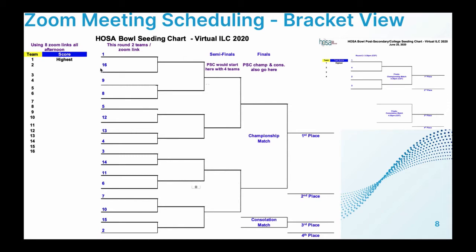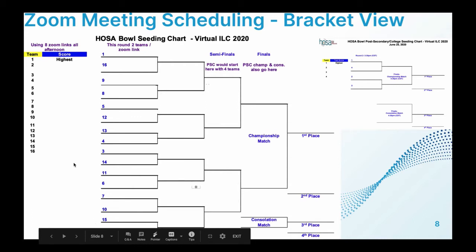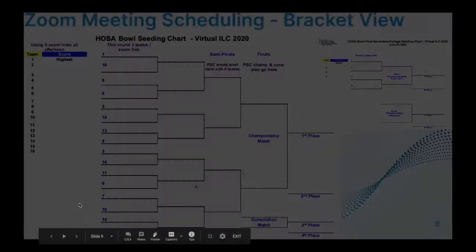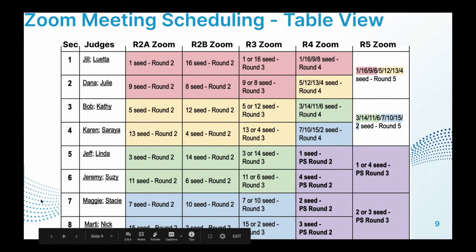So seed 16, 8, 12, 4, 14, 6, 10, and 2 would then be in round 2B. Same thing would happen. They'd all come in together, then get in their breakout rooms with their 2 judges. I created a table to make this a little bit easier to understand. So here we have our 8 Zoom rooms, the breakout rooms, and then you assign 2 judges to each room.